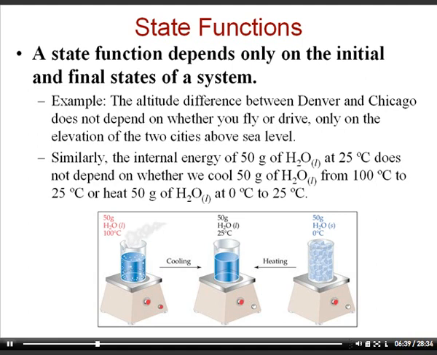A good example of this using actual chemistry terms instead of just driving would be if you wanted the internal energy of a container of water at 25 degrees Celsius if it has a mass of 50 grams. If you want the energy of that system, it doesn't matter how you got to those final conditions of 50 grams at 25 degrees Celsius. You could heat it up from 0 or you could cool it down from 100. The internal energy of that system at 25 degrees Celsius would be identical. So a state function doesn't depend on how you got to those conditions.